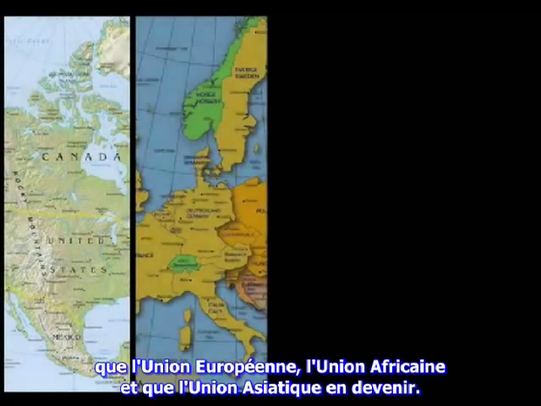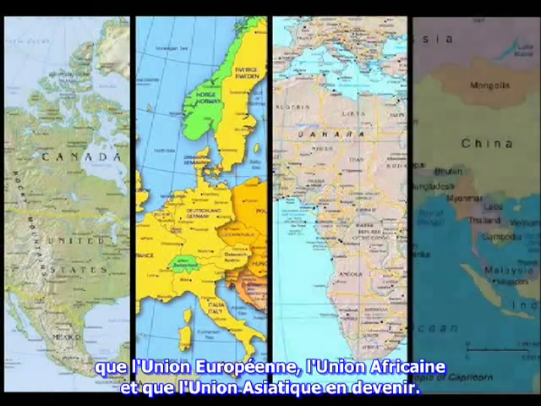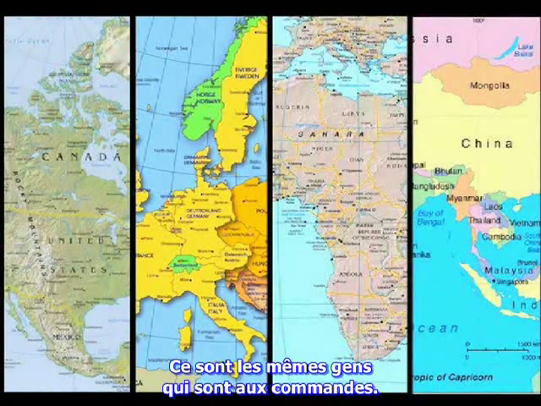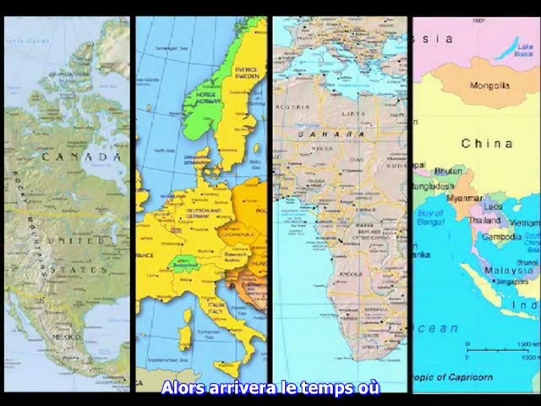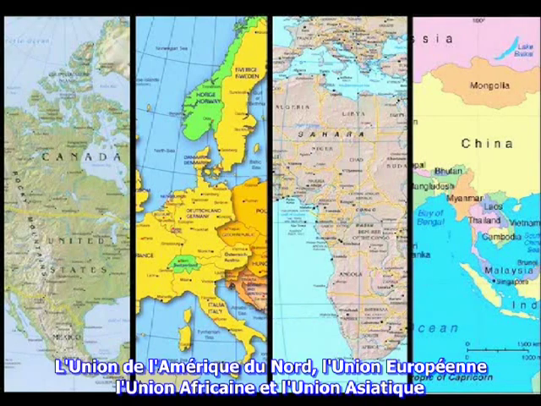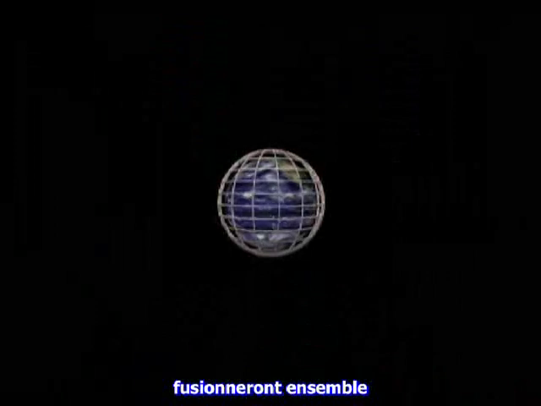The North American Union is the same concept as the European Union, the African Union, and the soon-to-be Asian Union, and the same people are behind all of them. And, when the time is right, the North American Union, the European Union, the African Union, and the Asian Union will be merged together, forming the final stages of a plan these men have been working on for over 60 years. A one-world government.